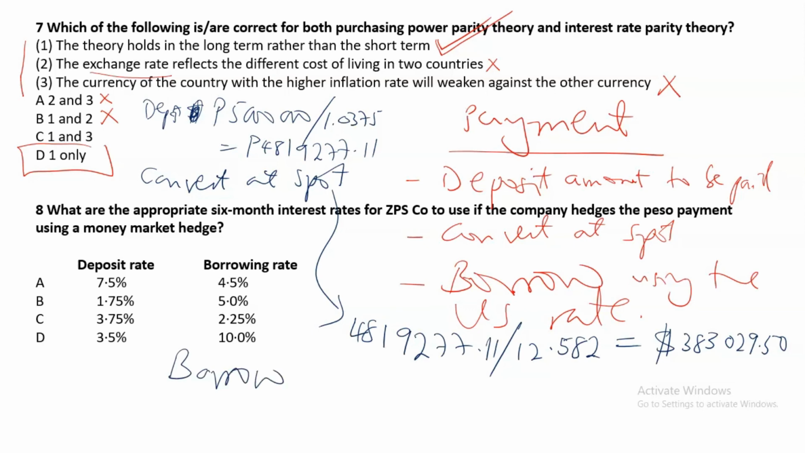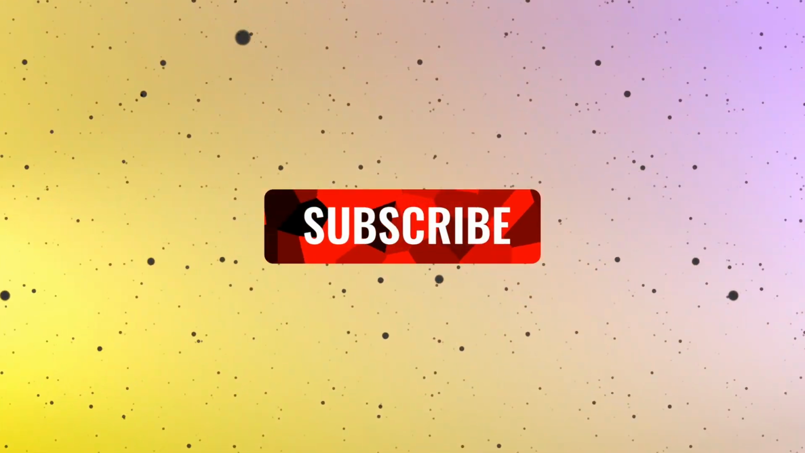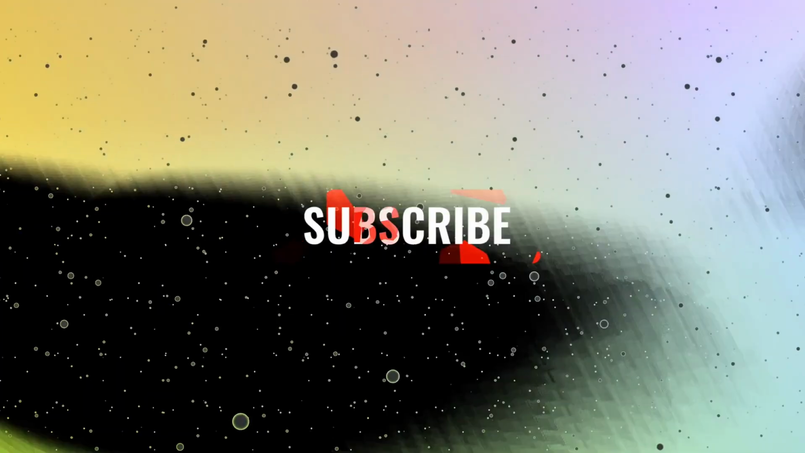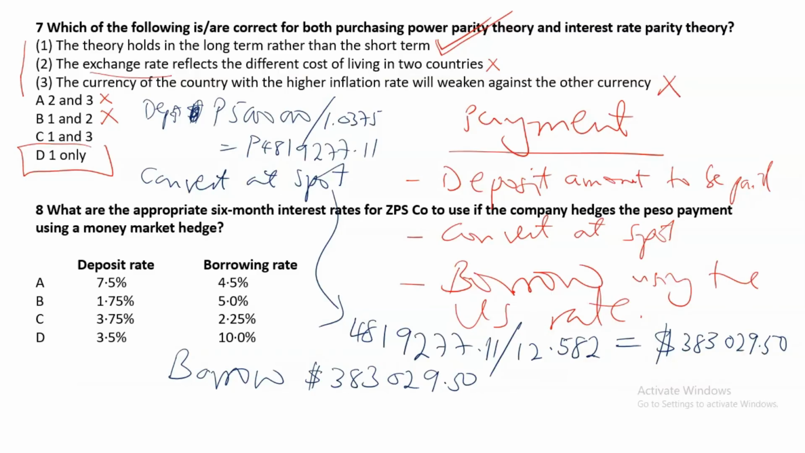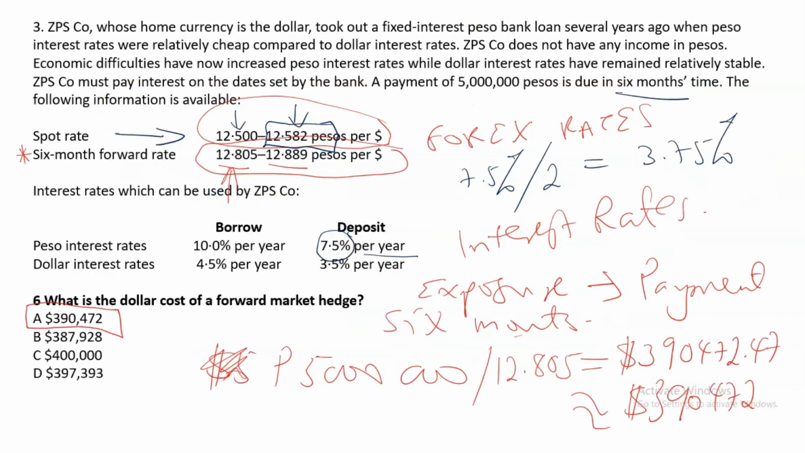Okay, then we go to another step, that is we need to then borrow. We are going to borrow these dollars, 383,029.50. When we borrow this US dollar amount, we are going to be charged interest in USD. So we come back to the question and check for the borrowing rates for USD, and we discover that we are going to use this rate. But remember, this is also given on a per year basis, so you need to modify it or bring it to the 6 months rate.